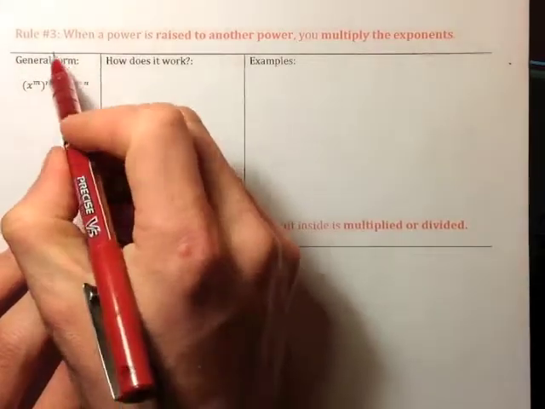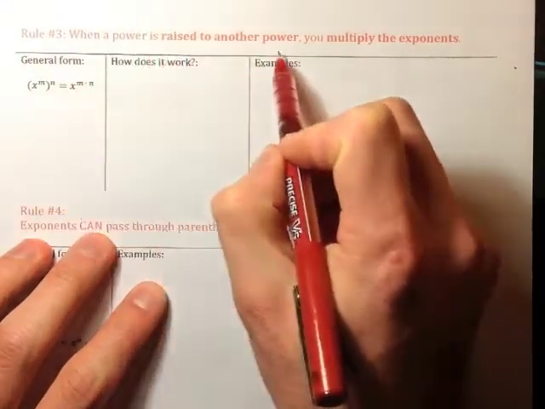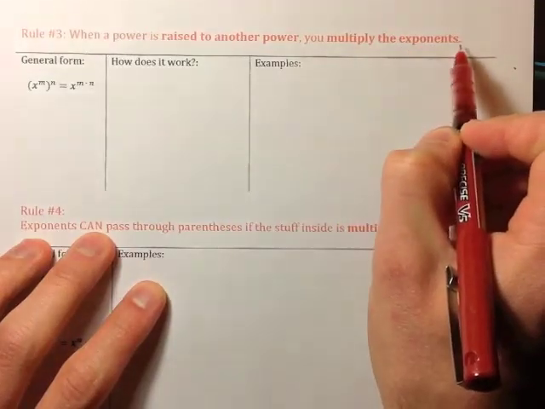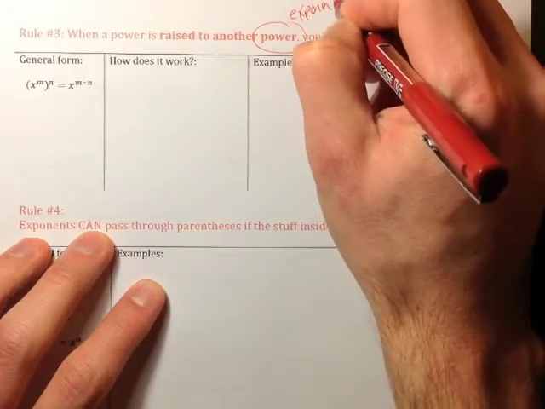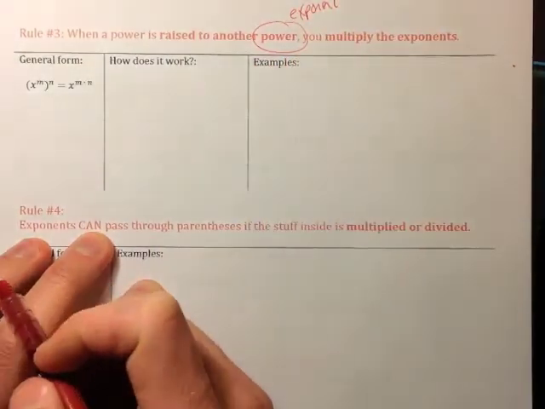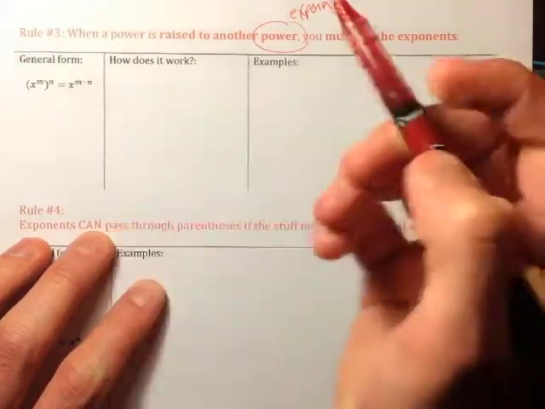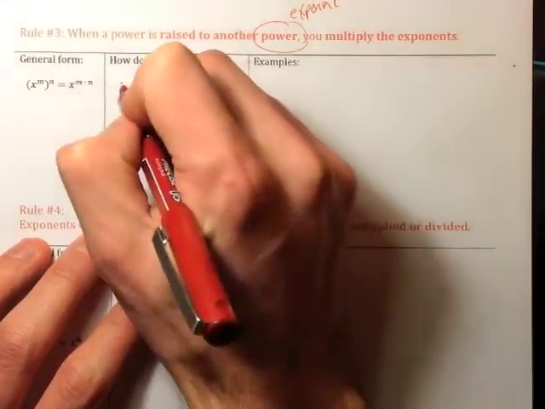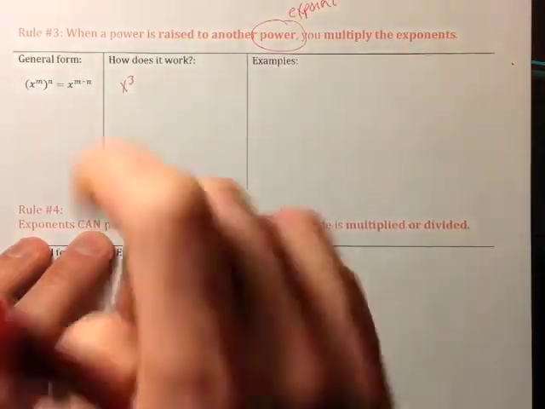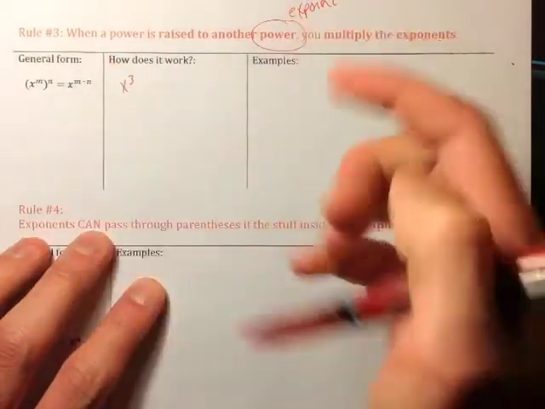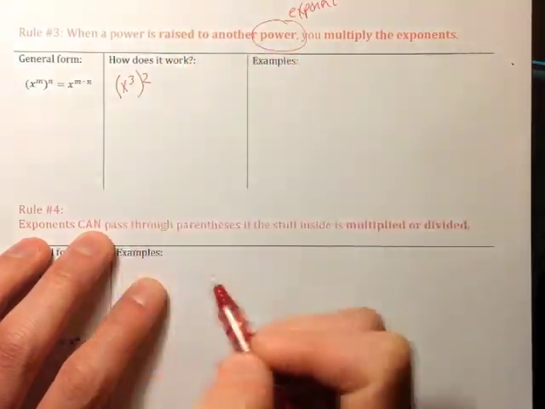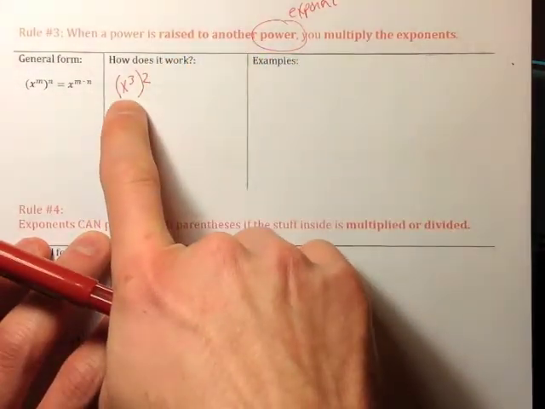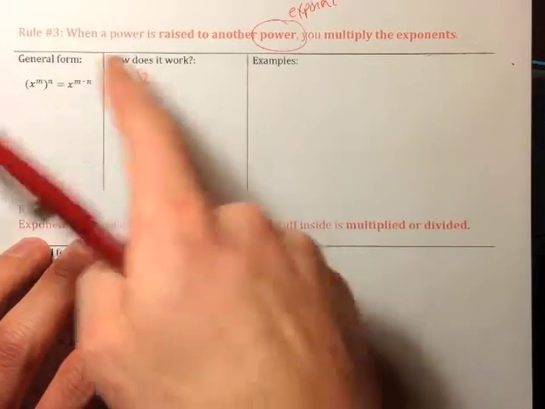Let's read what this says. When a power is raised to another power, you multiply the exponents. In reality, I should say, when a power is raised to another exponent, you multiply the exponents. Now, let's give an example of that. Let's say we have x cubed, and we want to square that. The way that we write it is, we wrap this guy in parentheses, have a square out here. So x cubed squared is what we're trying to simplify.